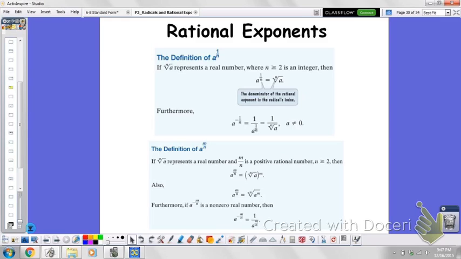So here we have the definition of a to the power of 1 over n. It says if the nth root of a represents a real number where n is greater than or equal to 2, then a to the power of 1 over n is equal to the nth root of a. So the denominator of the exponent is the radical's index. For example, x to the power of 1/2 is the same thing as the square root of x.